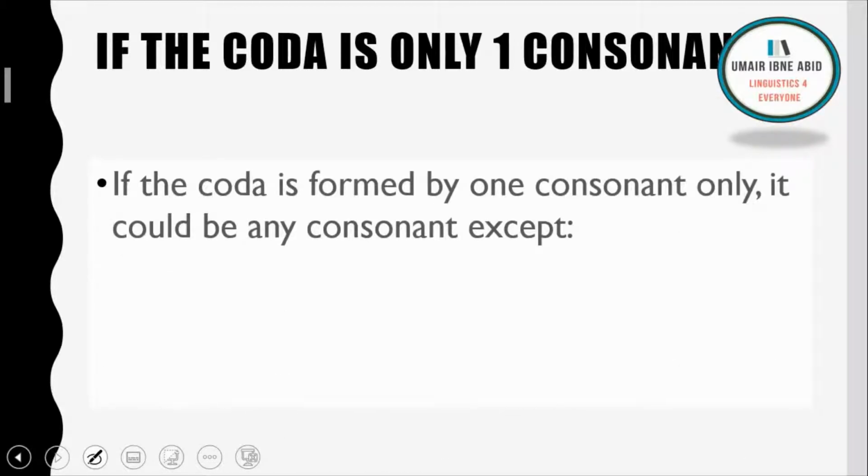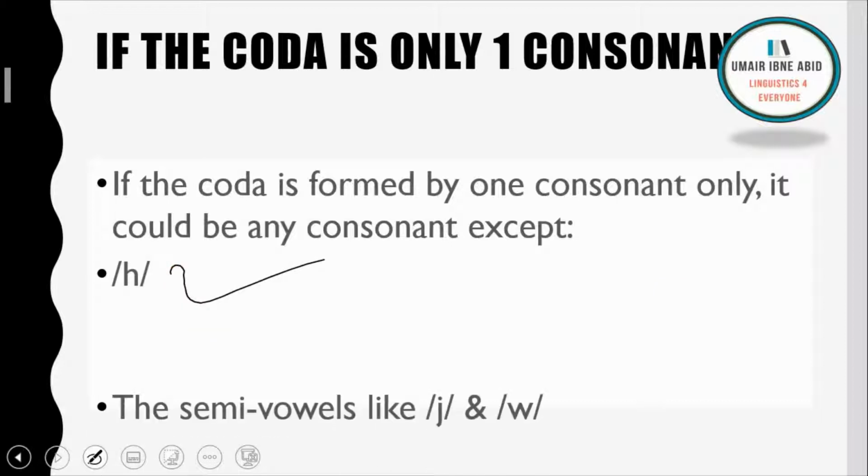Now we're going to talk about coda positions, how many consonants exist at coda position. If there is only one consonant at the coda position, it could be any consonant except h, as we have already talked.